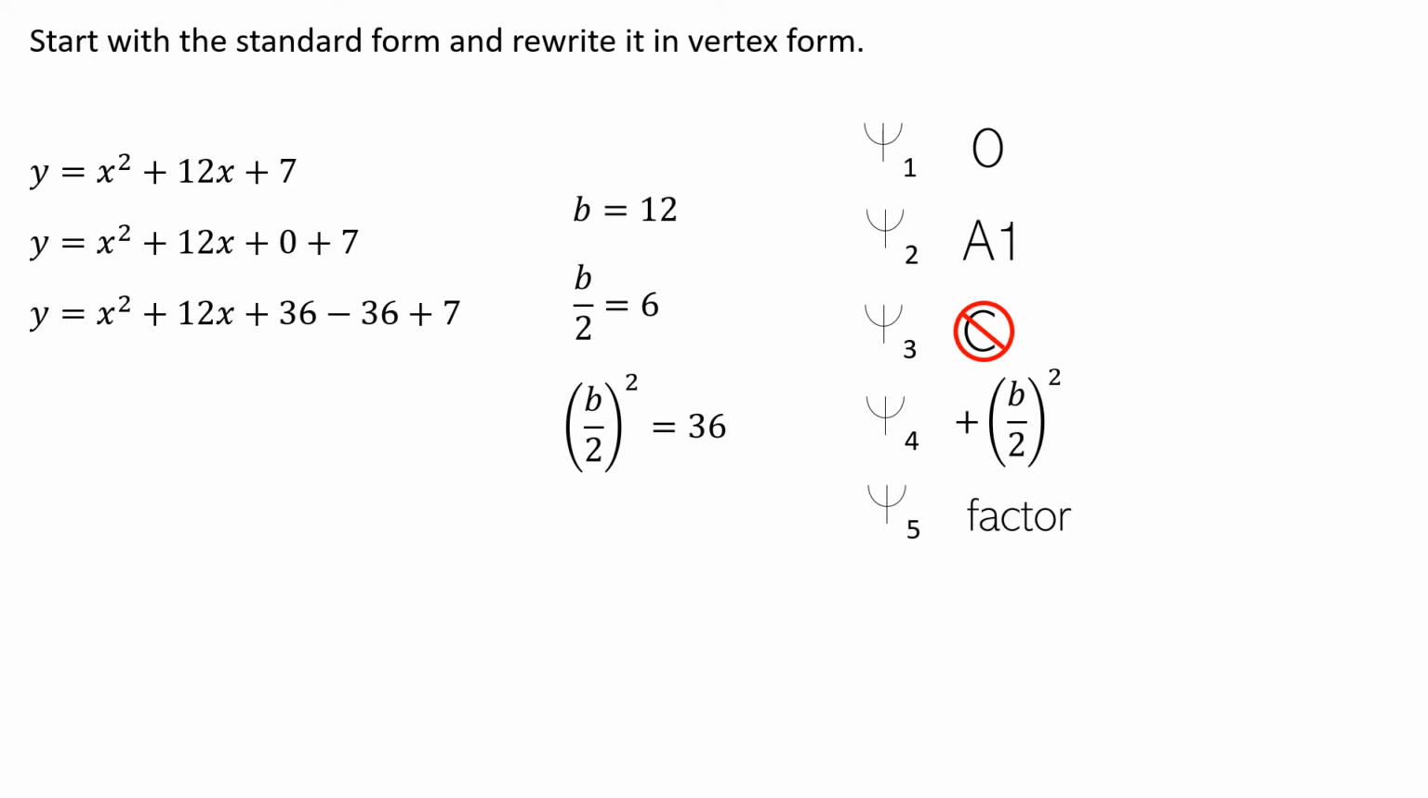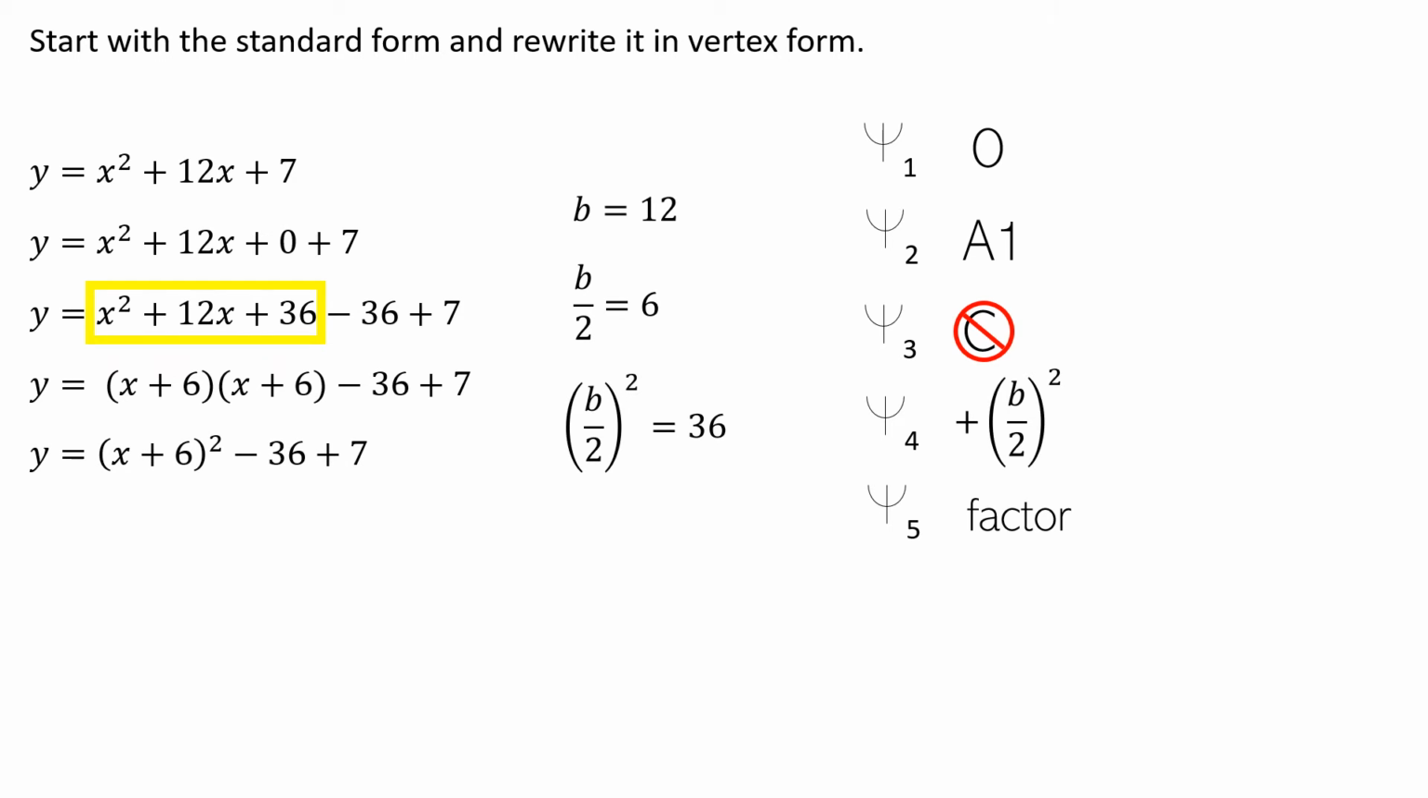Step number 5, of course, I want to factor. And I can factor the x squared plus 12x plus 36. That's just x plus 6 times another x plus 6, also known as x plus 6 quantity squared. The 6 times 6 makes the 36. The 6 plus 6 makes the 12. And then, of course, I have negative 36 plus 7 left over. I can combine like terms. Now it is written in vertex form.